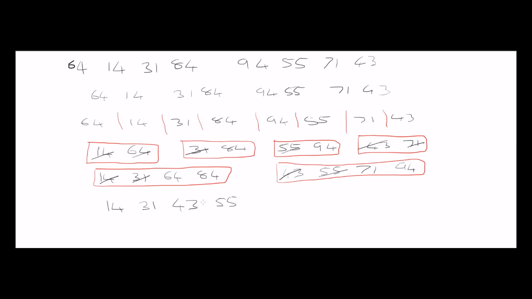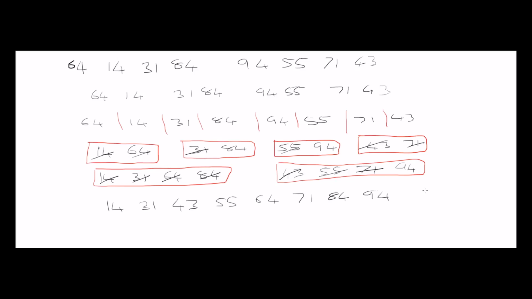Then I compare 64 to 71, and I can write 64 down, because I can see that 64 is less than 71, cross that off. Compare 84 to 71, 71 is smaller, so write that down, cross that off. Compare 84 to 94, and write 84 down, because that's smaller, cross that off. And then 94 is our last element left over, so we put that on the end of the list.